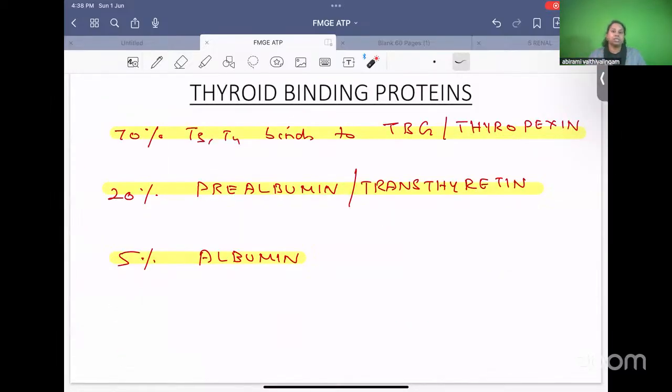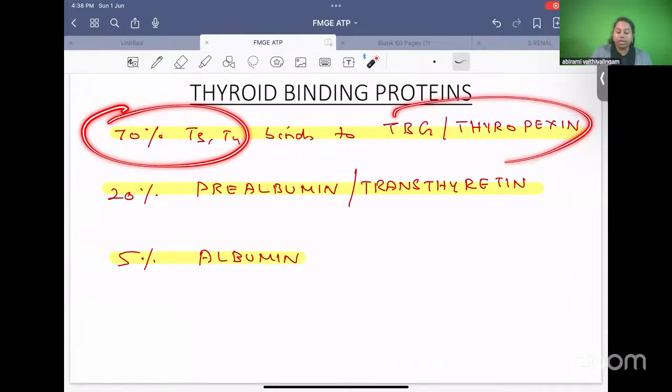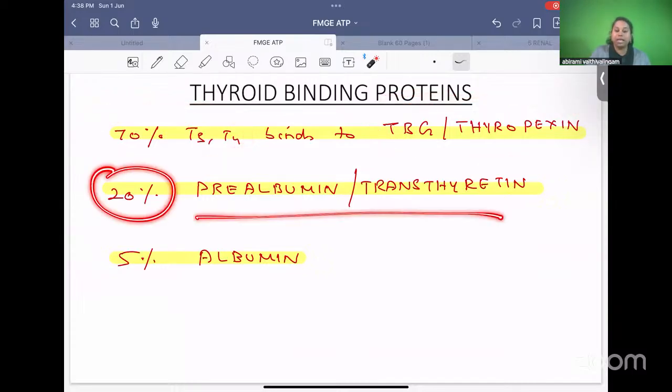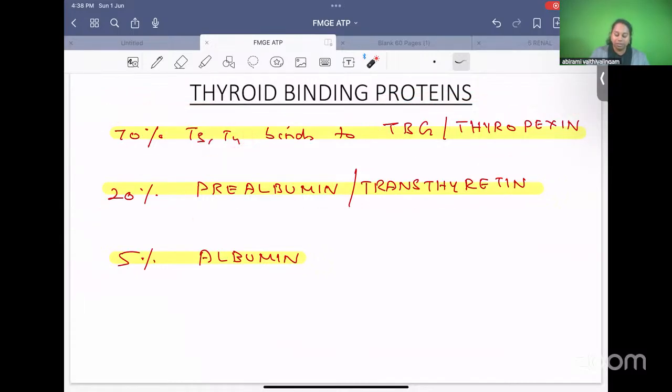Once released into the circulation, they are protein bound. 70% of T3, T4 binds to thyroid binding globulin or thyroxine-binding globulin. 20% binds to prealbumin or transthyretin. 5% binds to albumin. That was a repeat question. Which is the major thyroid binding protein? TBG or thyropexin?